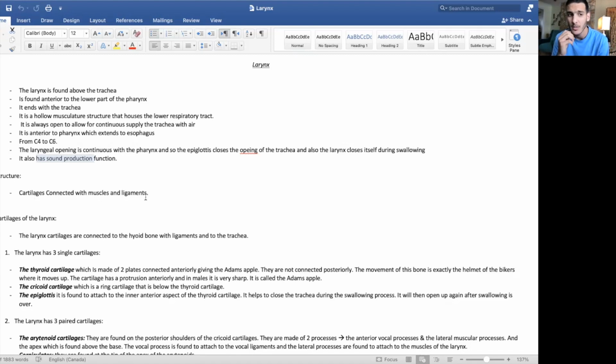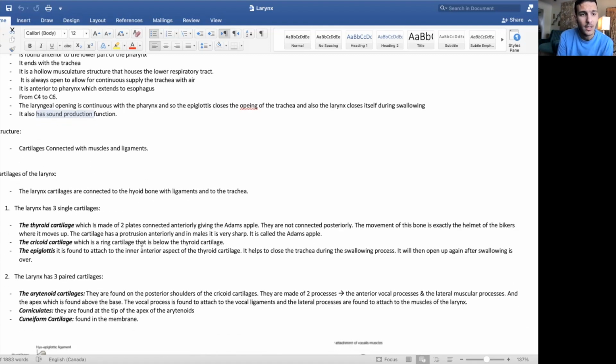Okay, so now, when we dive into the cartilages first, we're going to dive into the paired and the unpaired cartilages. Then we're going to see how they're connected by ligaments. And then we're going to talk about the muscles that help cause the motion of the larynx in relation with swallowing and stuff like that. So first, the cartilages of the larynx. The laryngeal cartilages are connected to the hyoid bone with ligaments and also to the trachea.